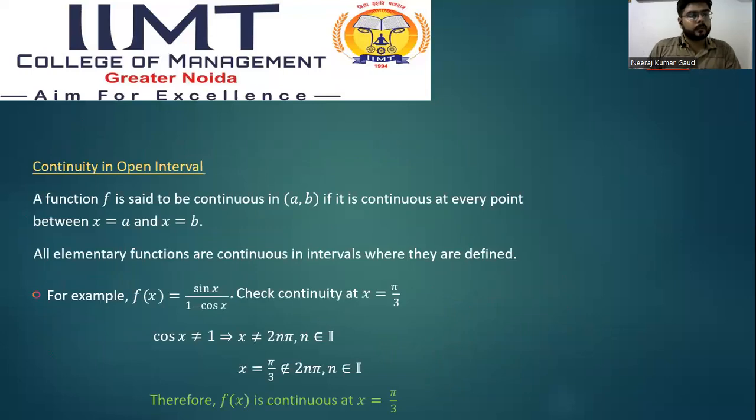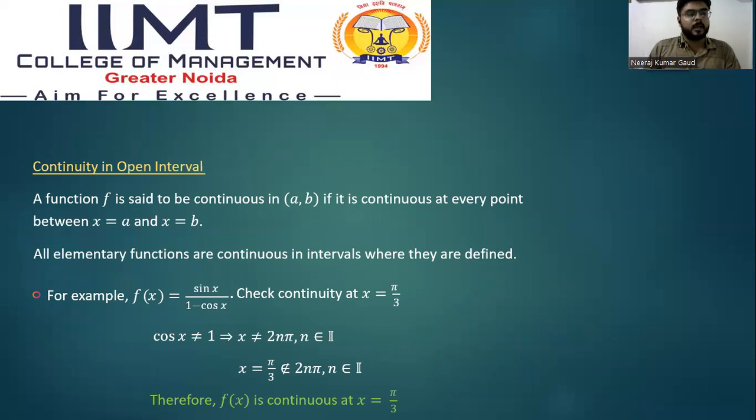Continuity in open interval. A function f is said to be continuous in open interval (a, b) if it is continuous at every point between x equal to a and x equal to b. All elementary functions are continuous in the interval where they are defined.